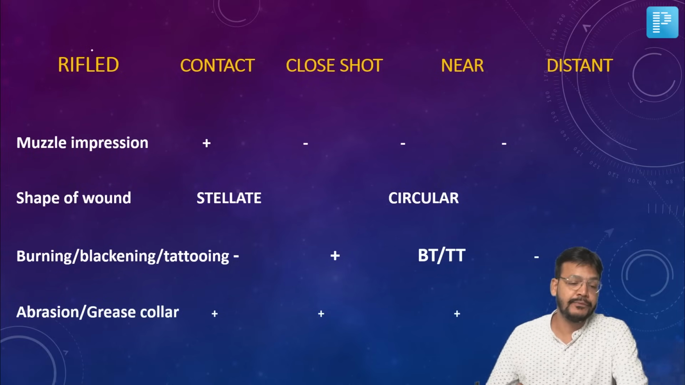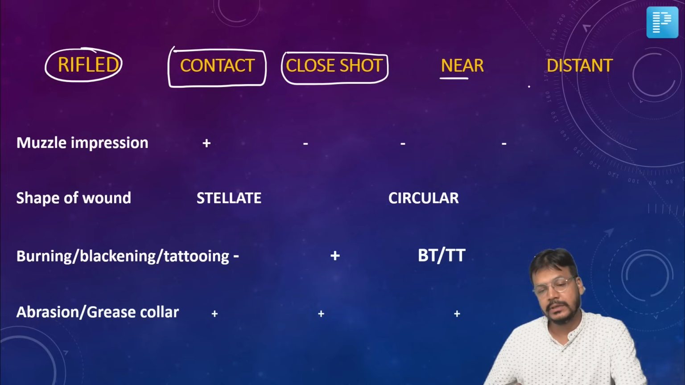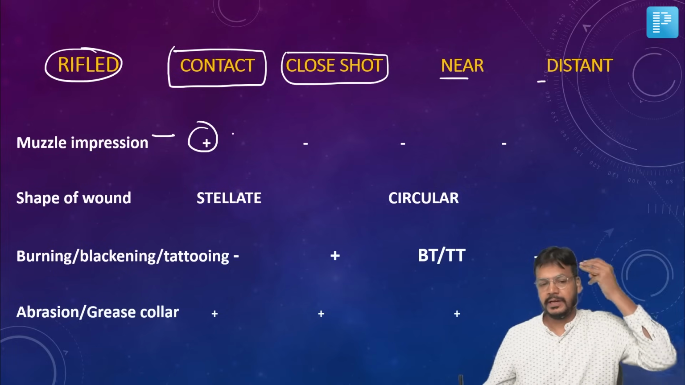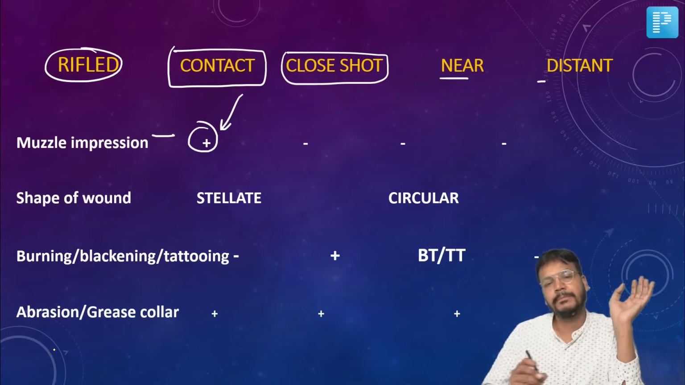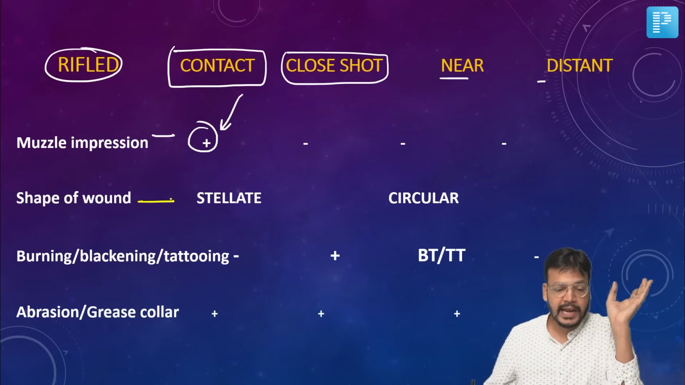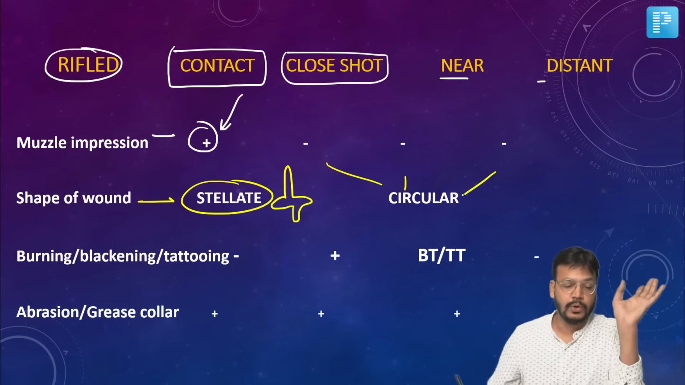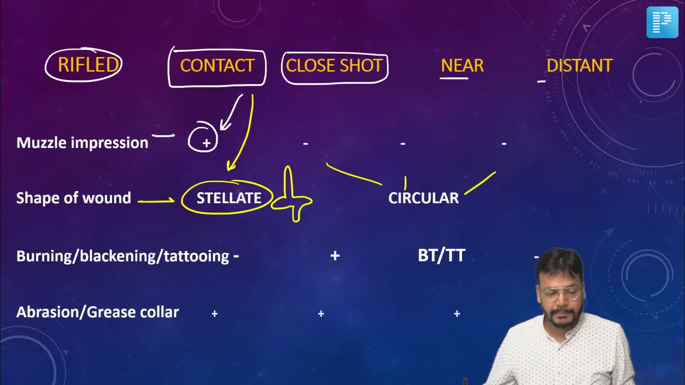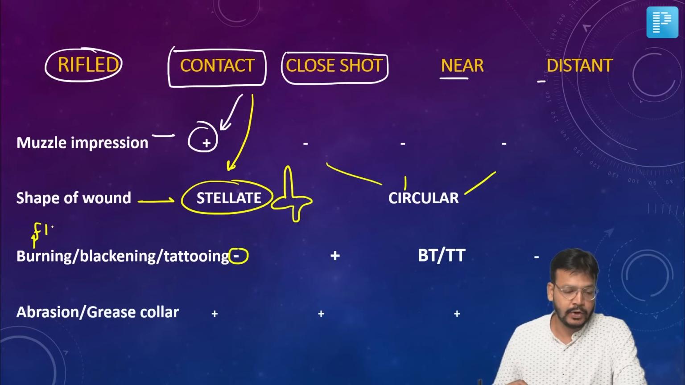Now, in rifled weapon, how to differentiate contact, close, near, and distant shot? Muzzle impression is only present in contact shot. In all remaining shots, it is absent. Shape of the wound: if it is stellate shape, yes, it is contact shot. All remaining are circular. Only contact shot has a stellate shape. Blackening, burning and tattooing: burning is because of flame effect.